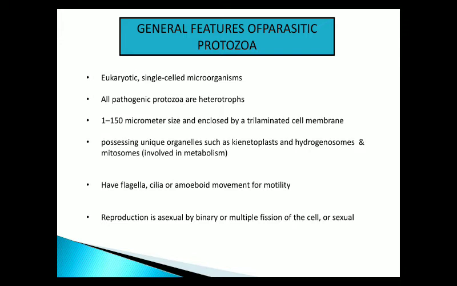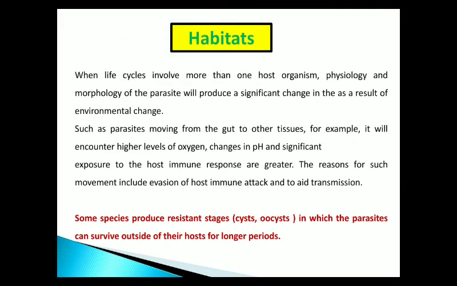They have flagella, cilia or amoeboid movement for their motility. That means from one place to go to another place they need these extracellular appendages, like flagella and cilia, and their reproduction mode is asexual or sexual. So we will discuss their habitats.